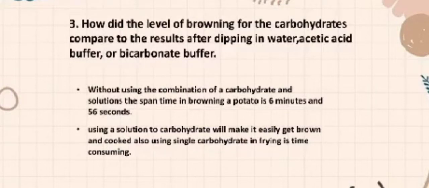When we use a single carbohydrate in frying, it will take time rather than combining it with solutions, because it will get brown quickly. Without using the combination of a carbohydrate and solution, the span time in browning a potato is 6 minutes and 56 seconds. Therefore, using a solution per carbohydrate will make it easily get browned and cooked, while using a single carbohydrate in frying is time consuming.